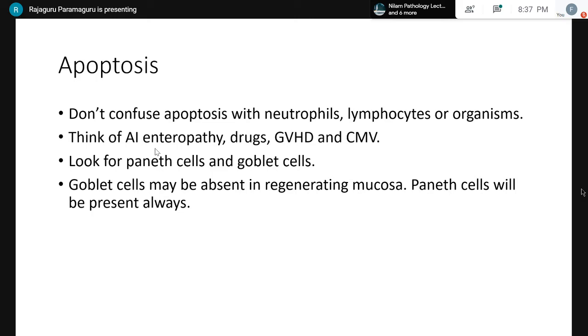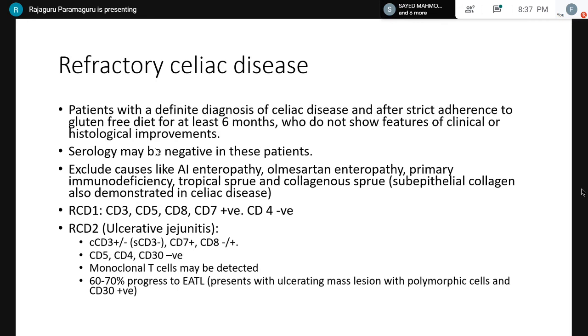So next is refractory celiac disease. It's when the patient is not showing any response histologically and clinically for at least 6 months, it means the patient is having refractory celiac disease. So when you have a refractoriness to gluten-free diet, you have to try and exclude all the other causes which we have gone through, like autoimmune enteropathy, drug-induced enteropathy, CVID, common variable immunodeficiency, tropical sprue, or collagenous sprue, and so on. So these patients, even if they are celiac patients, serology in some patients might be negative also.